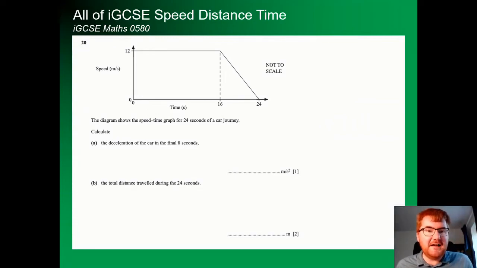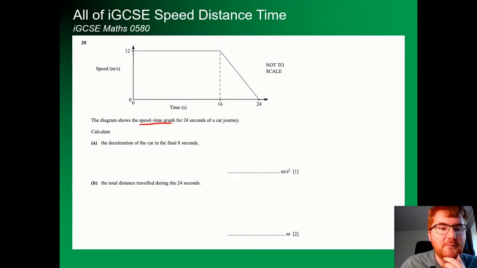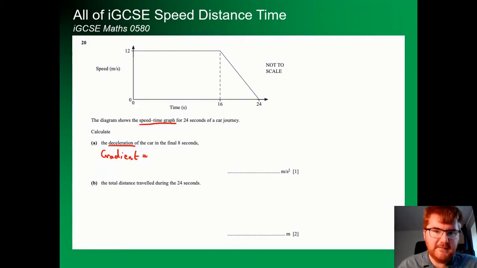Right, on to our next question. So a nice little twist here with our speed time graph, which is now we're looking at the deceleration of this car in the final 8 seconds. Acceleration and deceleration work in exactly the same way. So we're still looking for that gradient. And again, we look at the height here, which is equal to 12, and then we've got this part here, which is 8. So we're going to do 12 divided by 8.